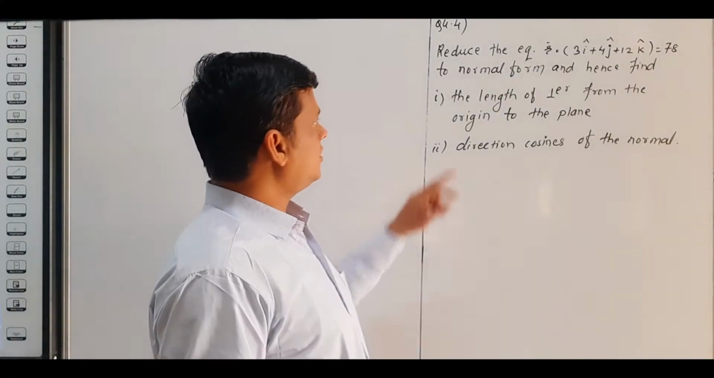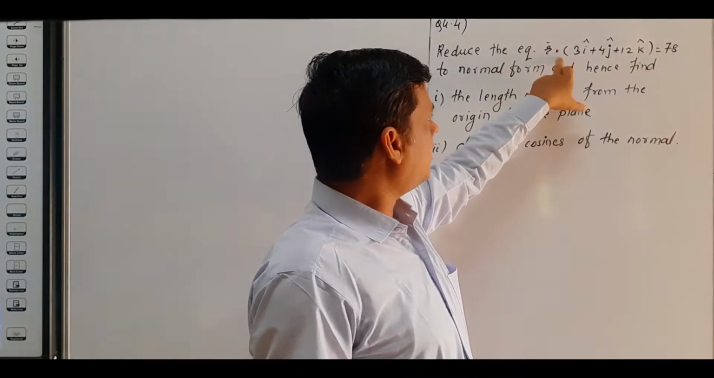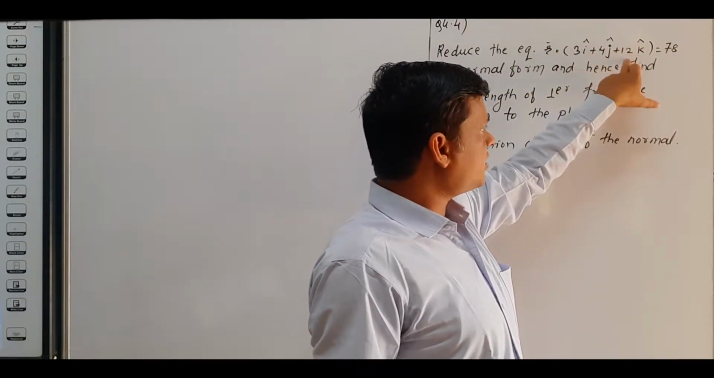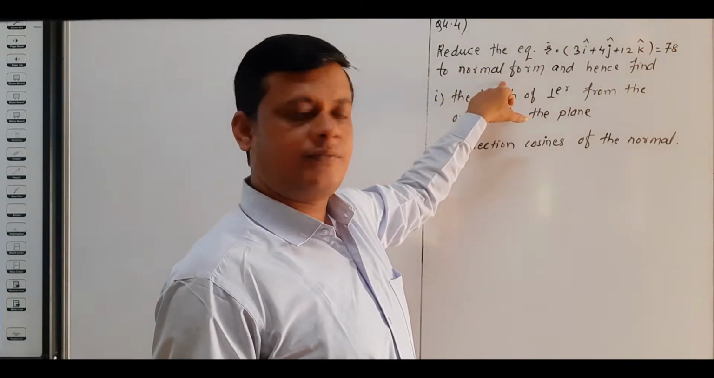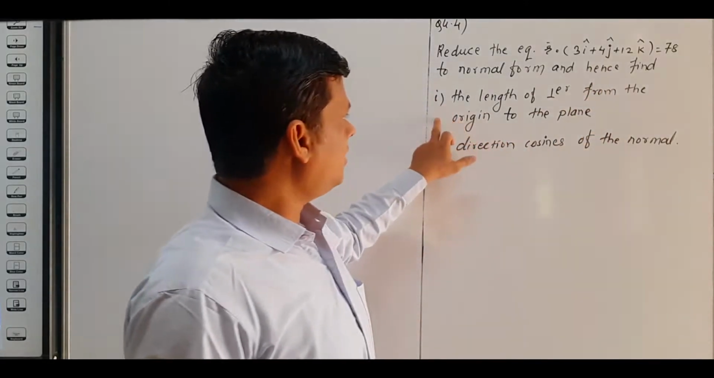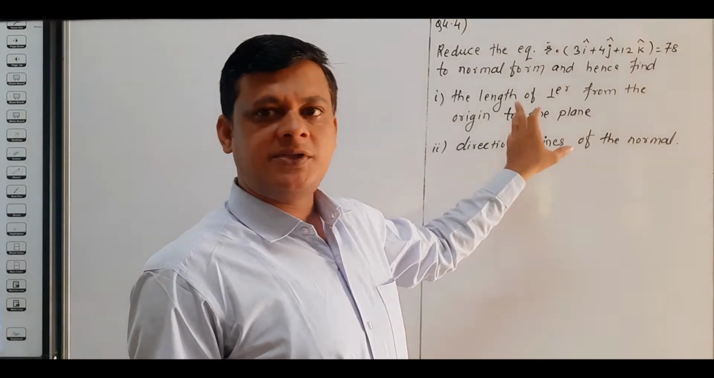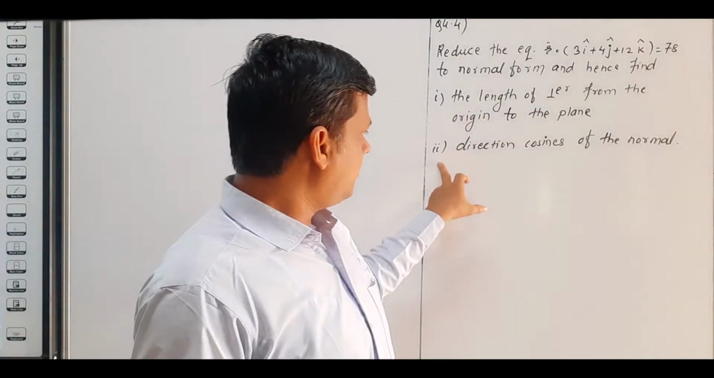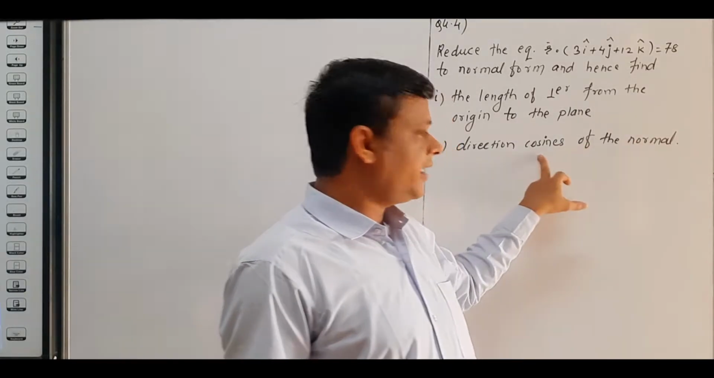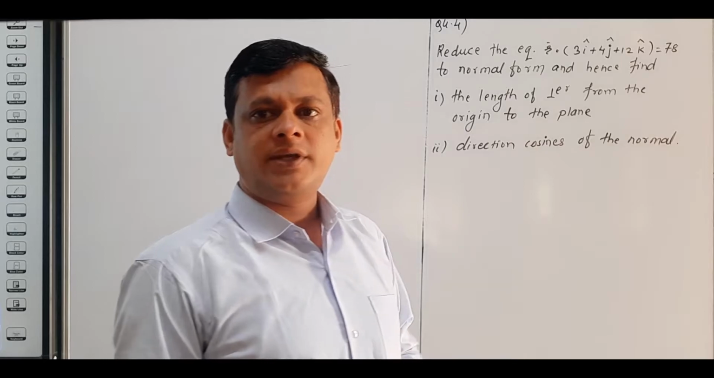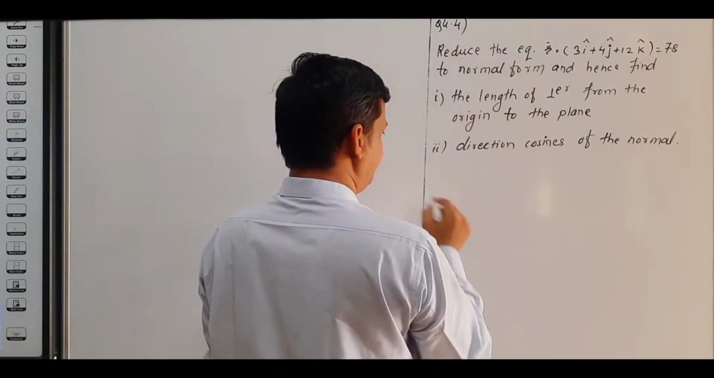Now see next question number 4. Reduce the equation r bar dot 3i plus 4j plus 12k equals to 78 to normal form, and hence find number 1, the length of perpendicular from the origin to the plane, that means value of small p. Number 2, direction cosines of the normal. We have to find here direction cosines, that means the value of L, M, N. So first we reduce the given equation to normal form.